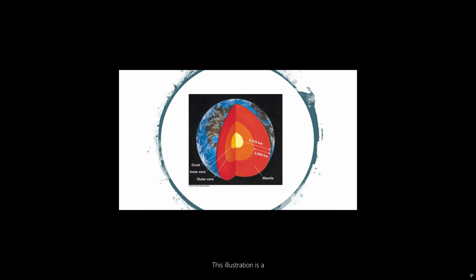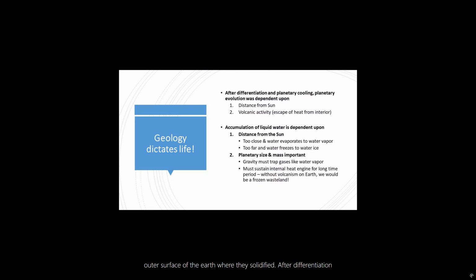This illustration is a basic diagram of the differentiated layers of Earth based upon composition. The core, both inner and outer, are made up of the densest materials, iron and nickel, which sank to the center of the planet. The mantle is made up of the rock peridotite, which is an iron and magnesium-rich silicate rock, less dense than the core, but more dense than the crust. The crust is composed of the lightest silicates that basically rose to the outer surface of the Earth where they solidified.